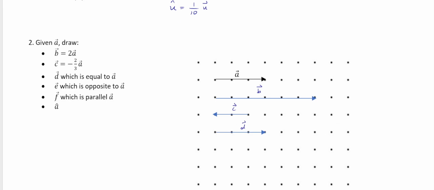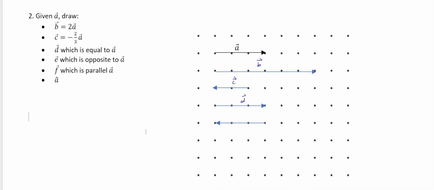E, which is opposite to A, so basically this same vector, and I'm going to copy and paste it. I'm going to put it right over here, and then I'm literally just going to flip it. There we go. Okay, and that's my vector E. It's opposite to A. And F, which is parallel to A. Well, if F is parallel to A, then the magnitude doesn't really matter, so long as the direction is the same. So I'll just make this right here, F. Again, magnitude doesn't matter here, so long as it is in the same direction.